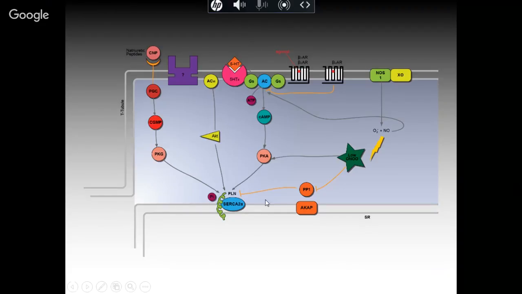And I can't decide if I like this slide or not. Here you have a G protein coupled receptor. You're making cyclic GMP. You then activate protein kinase G.